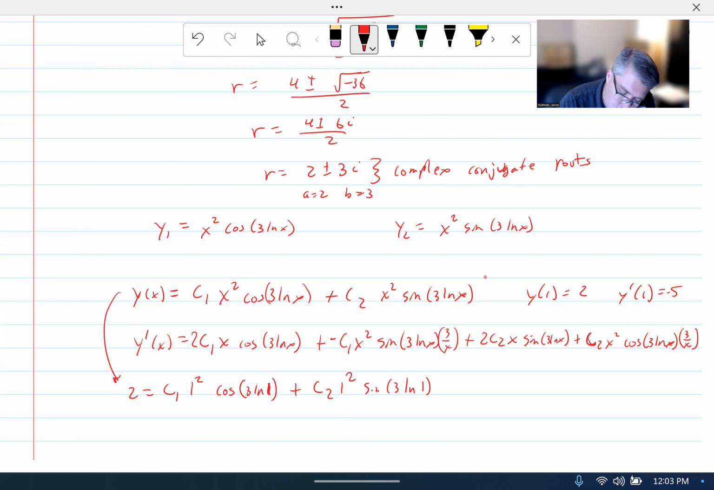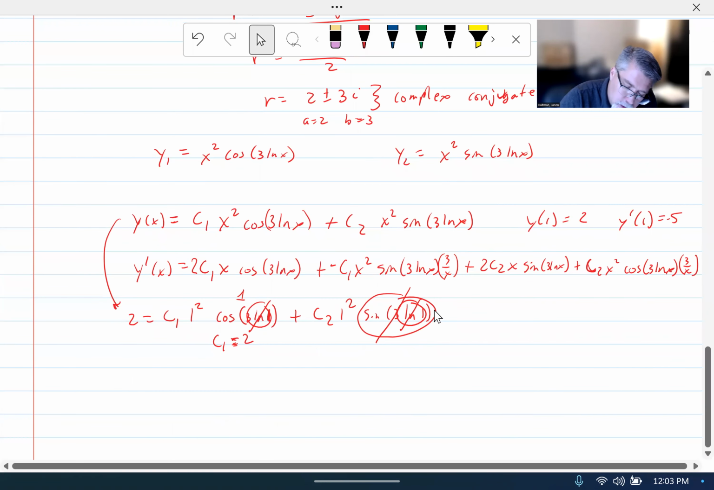Well, the natural log of 1 is 0. The sine of 0 is 0, so that wipes out everything over there. This cosine of 0 becomes 1, and that's just going to give me C1 is equal to 2.